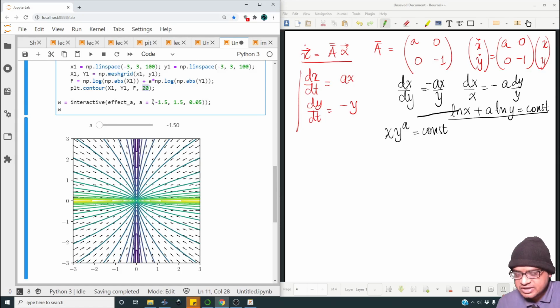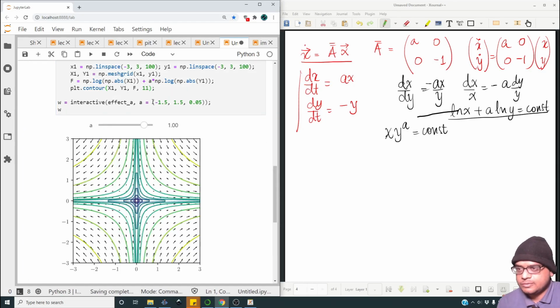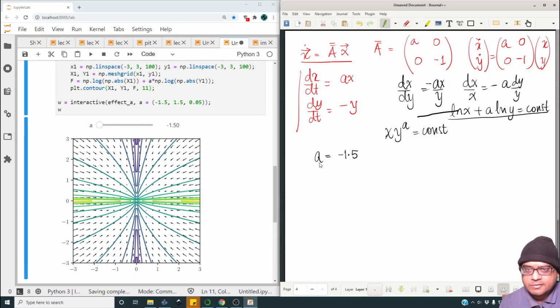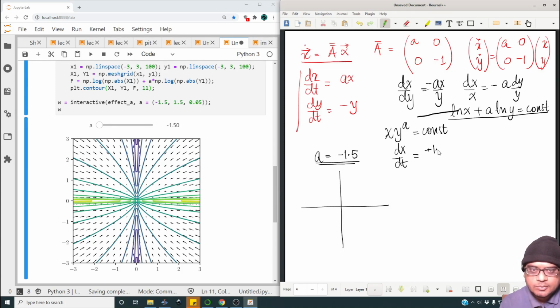In fact, let us decrease the number of contours. So let us see what happens when a equal to minus 1.5. Okay, so a is minus 1.5. Let us see what the plot looks like. Let us look at this equation. So dx dt is minus 1.5 times x, and dy dt is going to be minus y.